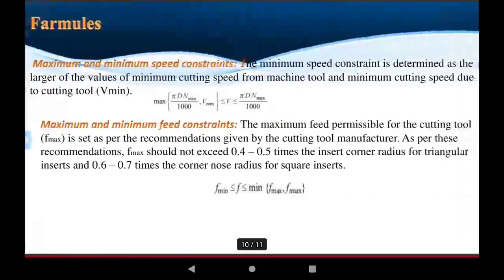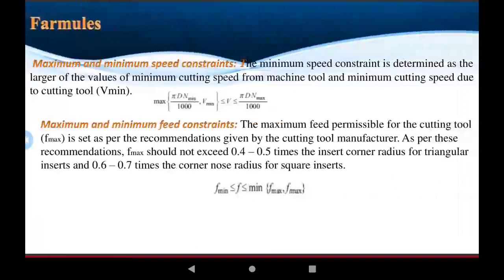Okay, these are other important formulas used in this factor: the maximum and minimum speed constraint. The maximum speed constraint is determined as the larger value of the minimum cutting speed for the machine tool and the minimum cutting speed due to the cutting tool, V minimum. Okay, putting in the values, pi d n minimum upon 1000, where n minimum is the minimum number of revolutions, comma V minimum, is less than V, and V is also less than pi d n maximum upon 1000. Okay, the minimum speed and maximum speed constraint.